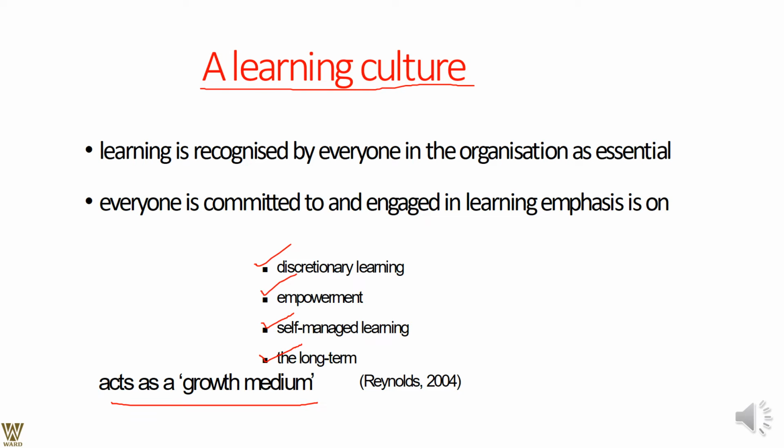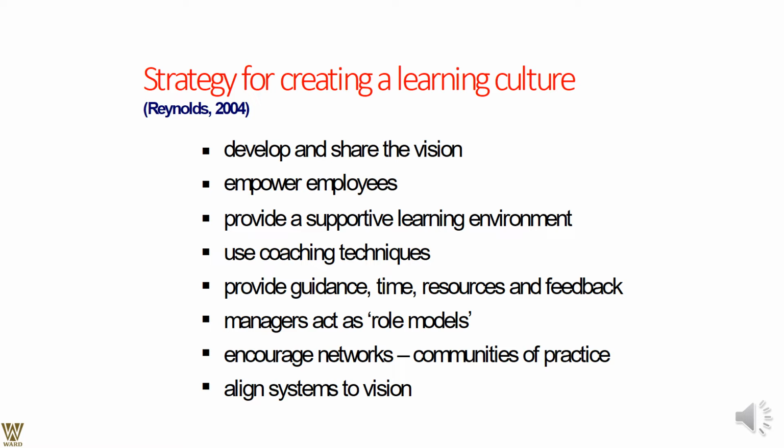And remember, Renault stated this way back in 2004. So the strategy according to Renault in 2004, we'll talk about a learning culture. So what is it all about? It is all about sharing our vision, learning, development. We'll be talking about empowering employees. Remember, the resources and the control over the resources is what empowerment is all about. And remember, empowerment is not about abuse of power. Empowerment is having the requisite knowledge and requisite resources at your disposal. It provides a supporting learning environment and uses coaching techniques.